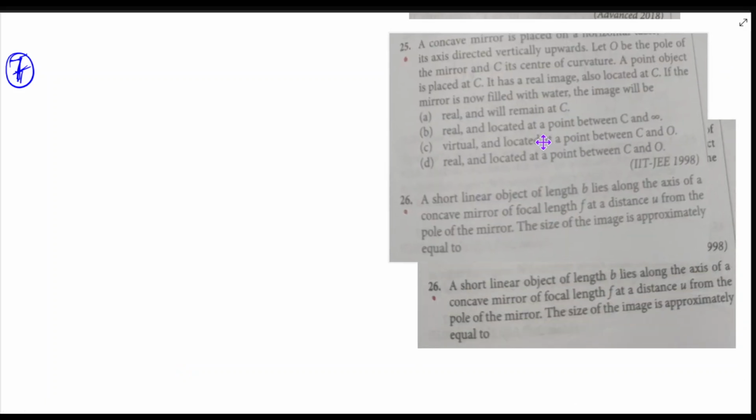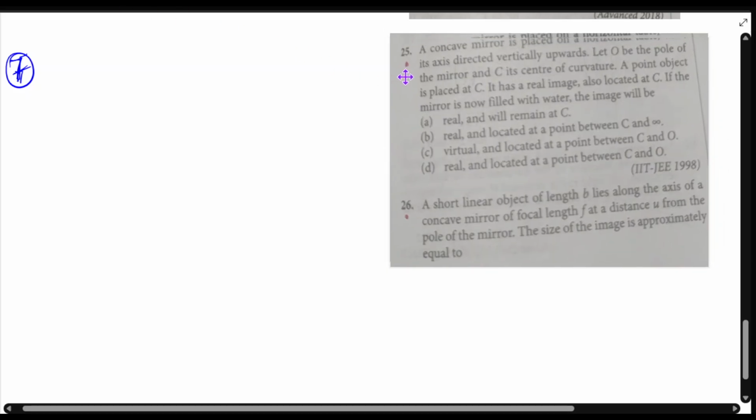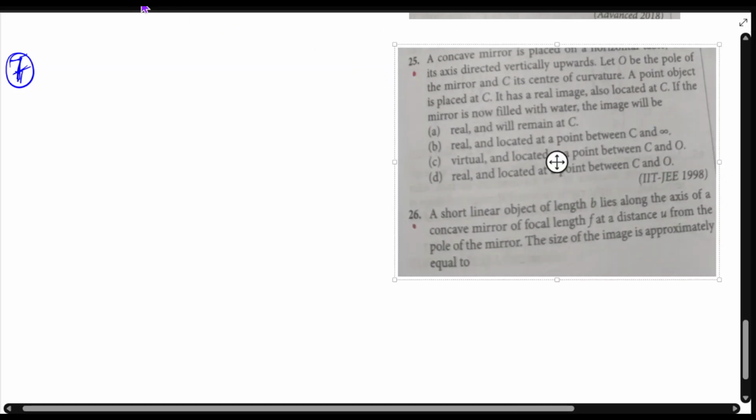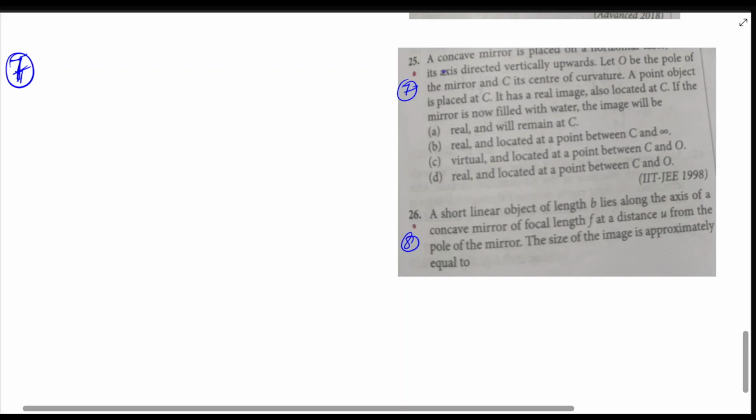Okay, again we have two questions. So this is 7, this is 8. Sorry. So a concave, okay, this image is wrongly cropped. Okay, sorry for that. Now let me read the question for you guys.